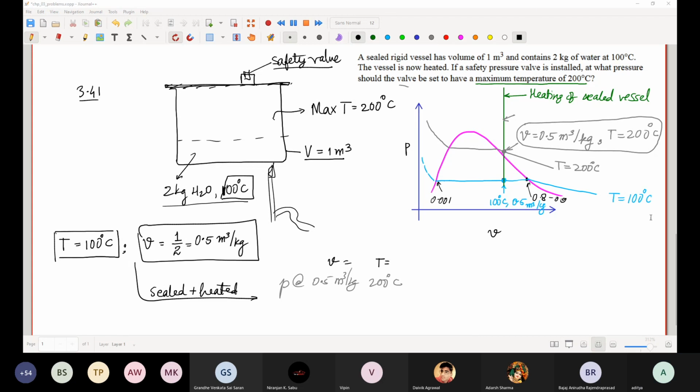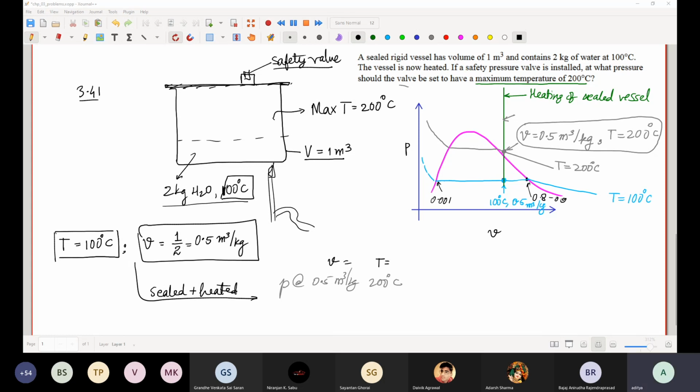I can close this because we are just using it as a property evaluator, so I can just not save anything. Let me say P equal to pressure, steam, V equal to 0.5 and T equal to 200. All right, let's run. Sir, your screen is not showing. Oh, the TES one, my bad.